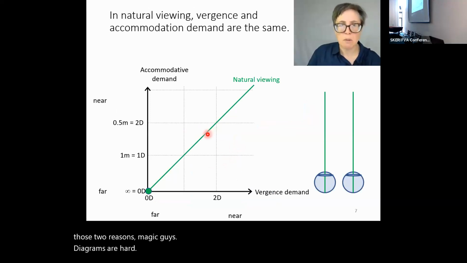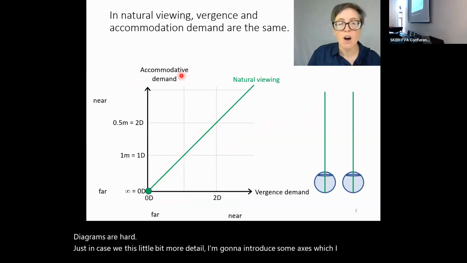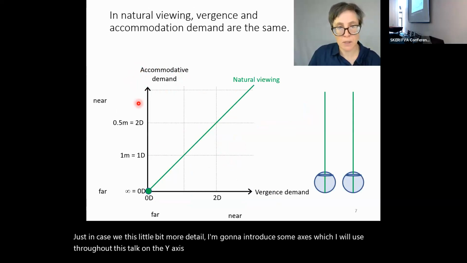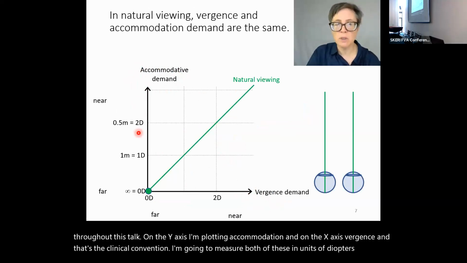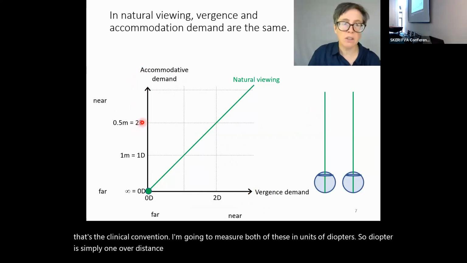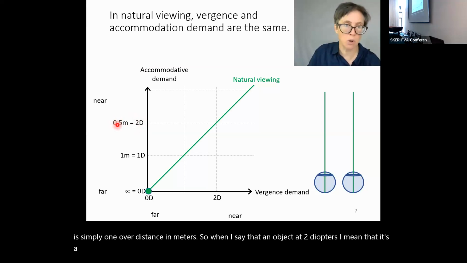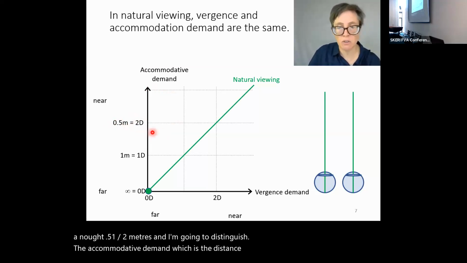Just to go through this in a little bit more detail, I'm going to introduce some axes which I will use throughout this talk. On the y-axis, I'm plotting accommodation, and on the x-axis, vergence. That's the clinical convention. I'm going to measure both of these in units of diopters. So a diopter is simply 1 over distance in meters. So when I say that an object's at 2 diopters, I mean that it's at 0.5 meters, 1 over 2. And I'm going to distinguish the accommodative demand, which is the distance you need to focus on, from the vergence demand, which is where you have to point your eyes.